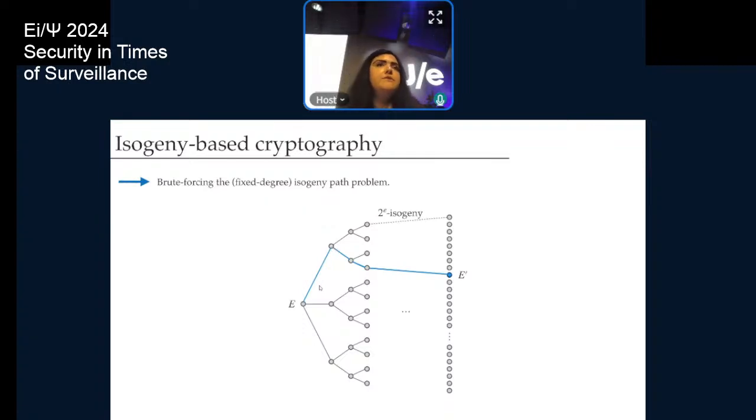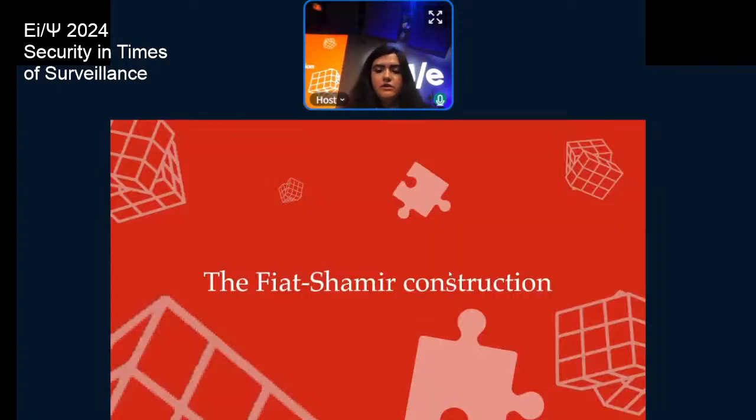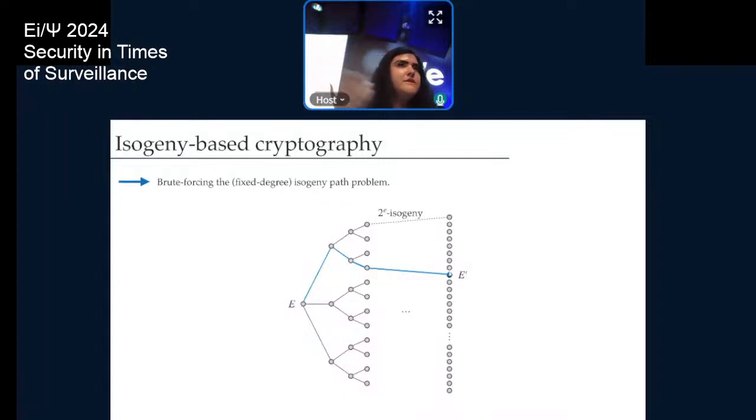So this is also like a binary tree, but I drew it the other way around. You need to do all of these combinations, and at the leaves, you just compare: is this my curve E prime or is it not? And the complexity of this is 2 to the e, if e is the degree of the isogeny.